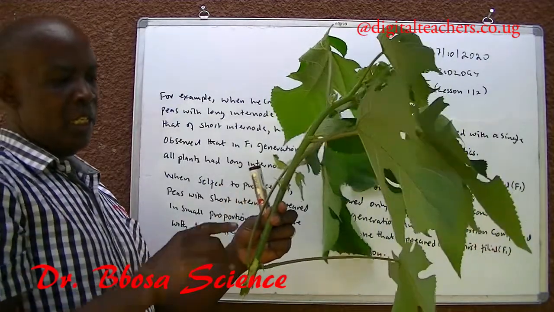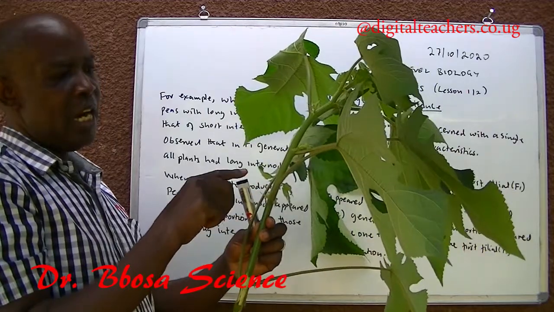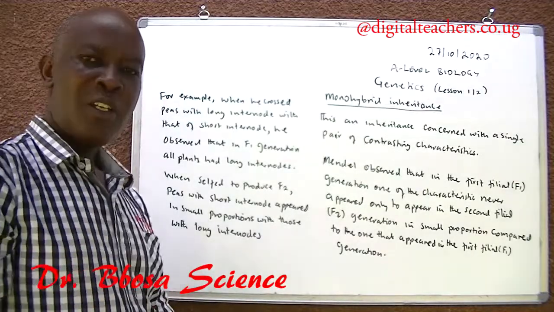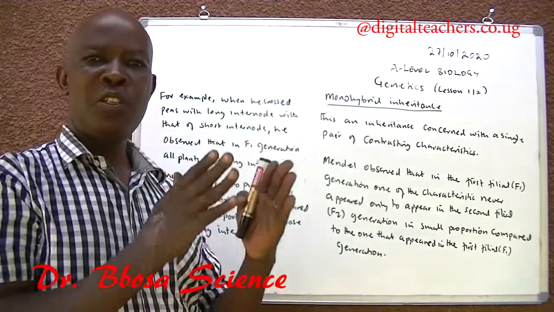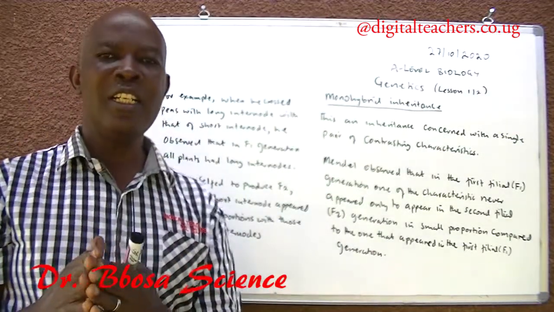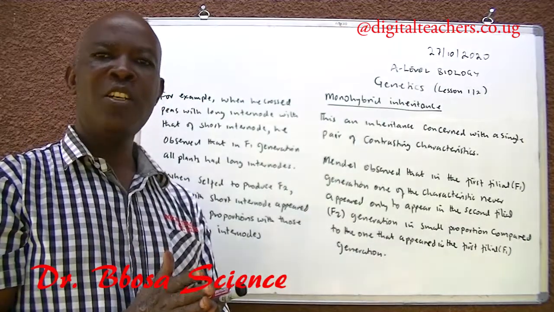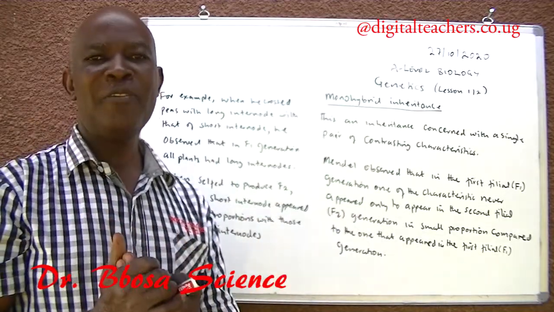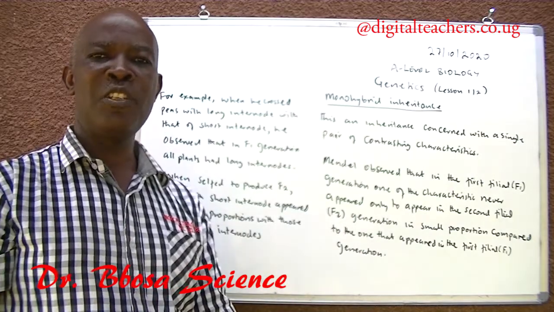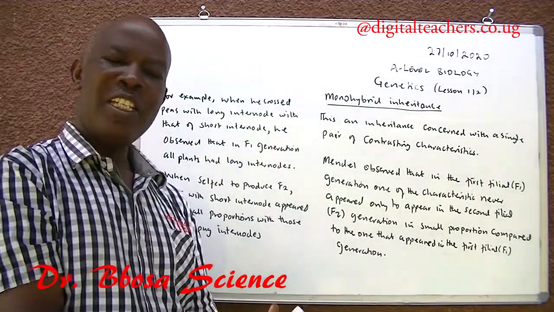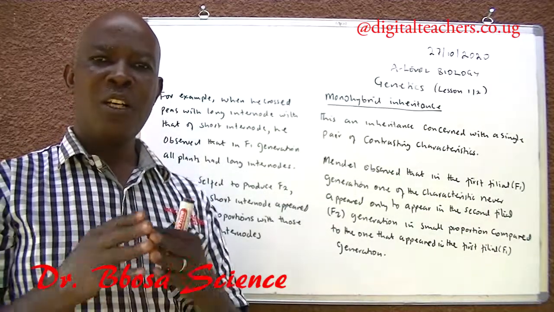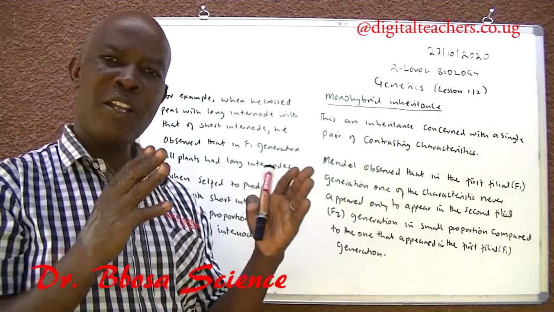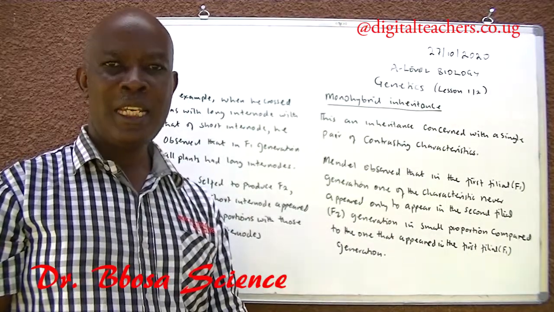This is the internode, the distance between this leaf and that leaf. Another internode is this one, another internode is this one, another internode is that one. That's to say, when he crossed plants with long internodes with those of short internodes, the children, which is the F1 generation, all had long internodes. When the children were allowed to intermarry, the grandchildren, which is the F2 generation, had long internodes and short internodes. But grandchildren with short internodes were fewer compared to the grandchildren with long internodes.